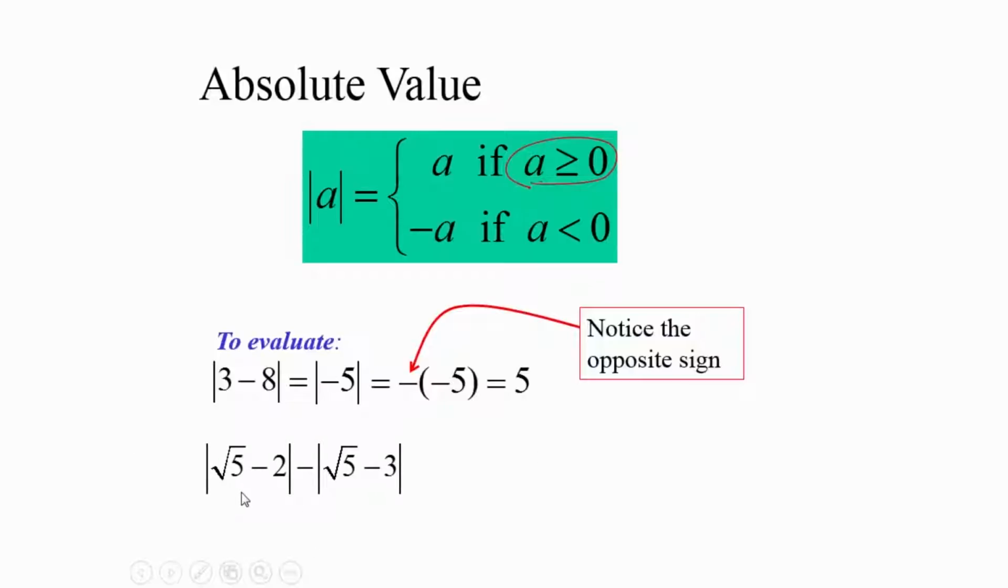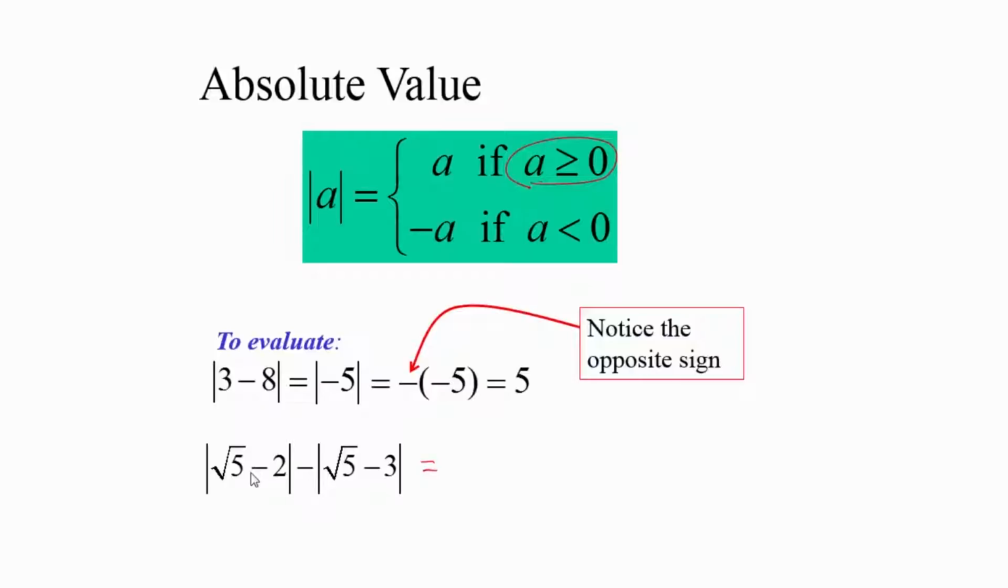Now look at this example. Absolute value of square root of 5 minus 2, minus absolute value of square root of 5 minus 3. Okay. So first we have to figure out in between these two absolute values, are we going to have a positive number or negative number? Square root of 5, how much is the square root of 5? Well, square root of 4 is 2. I know that. So square root of 5 would be something more than 2, right?